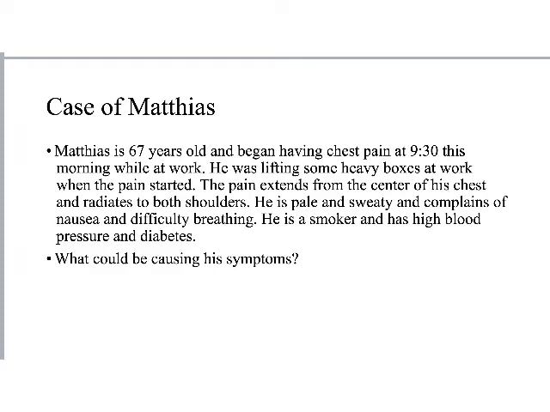So Matthias is 67, and he's been having some chest pain while at work this morning, starting at 9:30. He was lifting some heavy boxes, and he started getting some chest pain. He says it started in the middle, and now it radiates down both shoulders. He's pale and sweaty. He's complaining of some nausea and some shortness of breath. He is a smoker and has some high blood pressure and diabetes. So the question is, what is causing his symptoms? We're going to think about what might be happening to Matthias as we go through and look at the circulation of the heart.